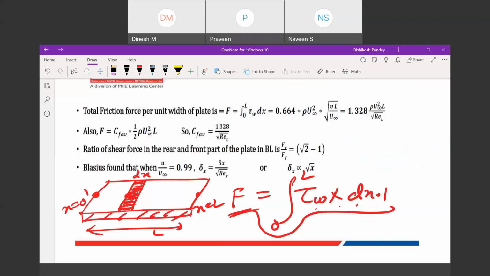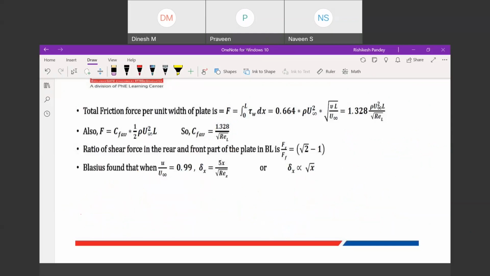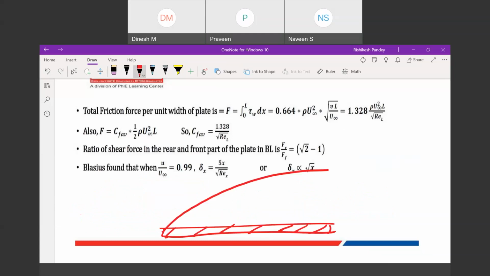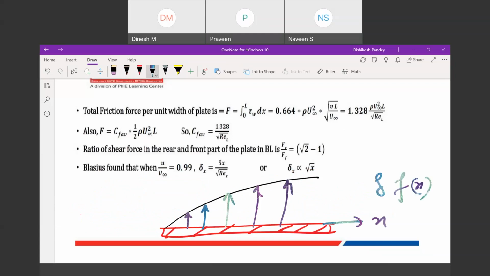Another point is, what is the equation for boundary layer thickness at any location? This is important. If this is my plate and this is my boundary layer, this is the thickness of the boundary layer, which is increasing in the x direction. So delta is a function of x.